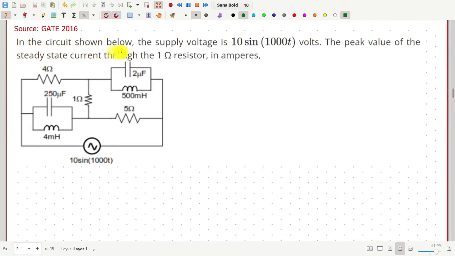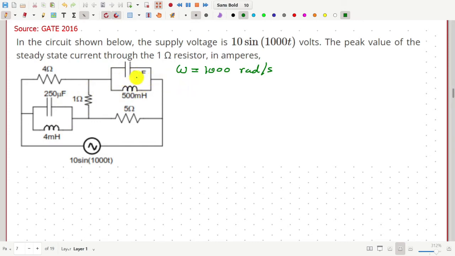Here in this circuit, the supply voltage is given as 10 sine 1000 t, and we have to find the peak value of the steady state current through the 1 ohm resistor. That means this resistor. We have to find the current flowing through this resistor. So first notice that omega is given as 1000 radian per second, and then let us find out the impedances of these inductors and capacitors.